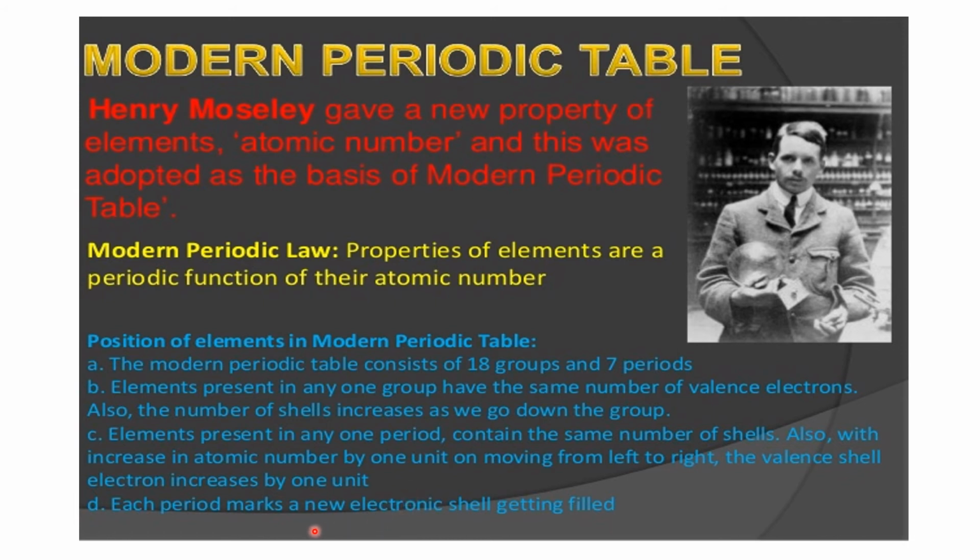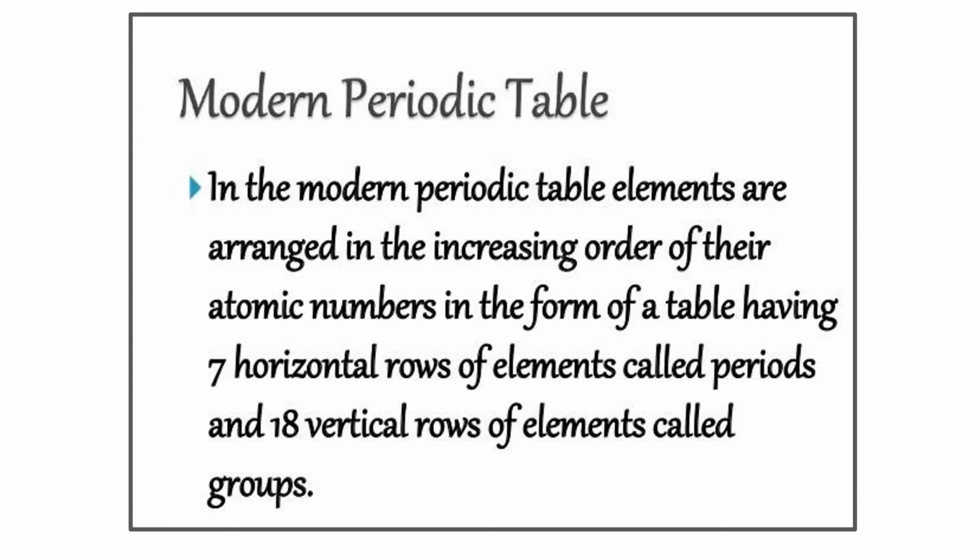The next property: each period marks a new electronic shell getting filled, and in each period a new electronic shell gets filled up. So the modern periodic table has the basis that all the elements are arranged in increasing order of their atomic numbers in the form of a table having 7 horizontal rows of elements called periods and 18 vertical rows of elements called groups. So in the modern periodic table 7 periods are present and 18 groups are there.